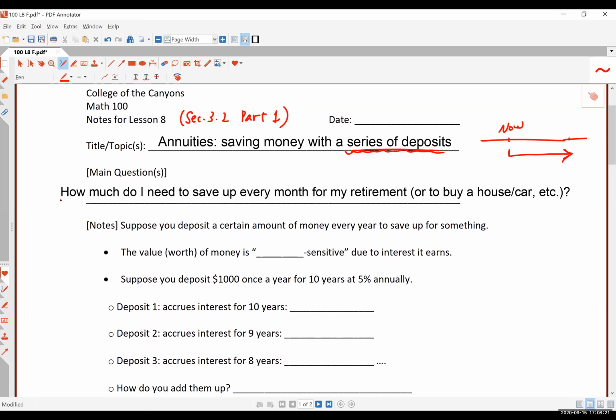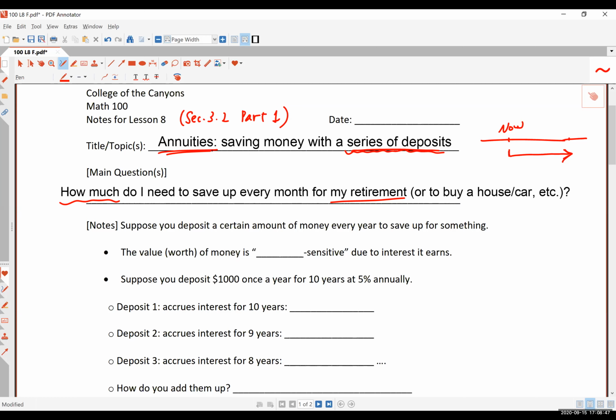So a question we can be answering would be something like this. How much do I have to save every month if I want to retire, say, 20 years from now or 30 years from now, okay? And so many people with a full-time job do have this thing called an annuity, and that is a retirement saving, such as a 401k or a 403b savings opportunity.